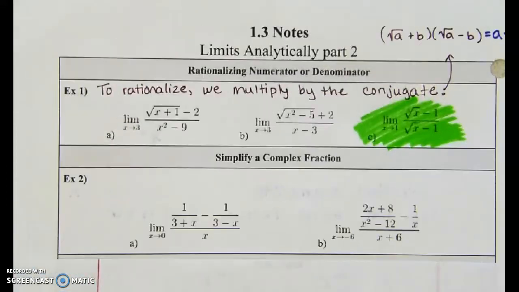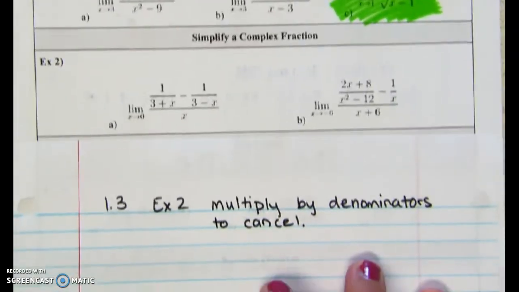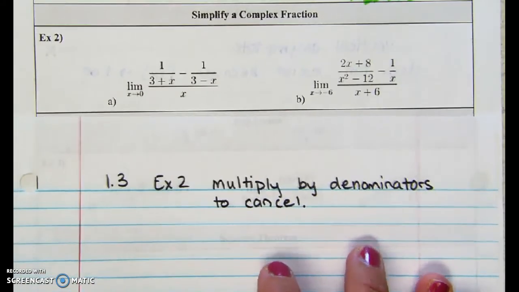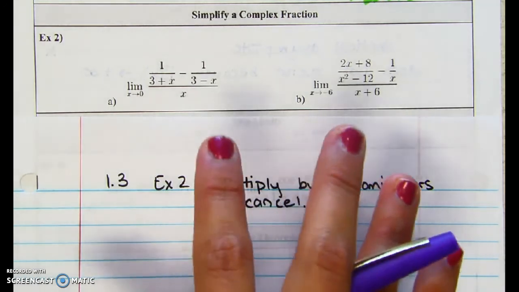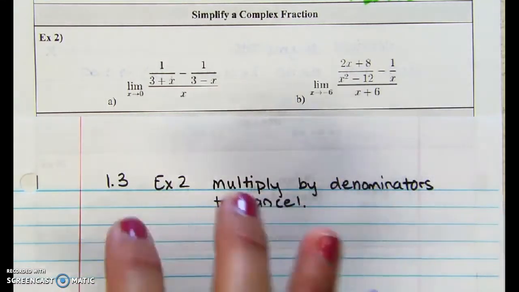Okay, 1.3 notes. Example 1, we did in class. Example 2, simplifying a complex fraction. This was on the summer assignment, just to simplify, but now we're going to simplify in order to find the limit.